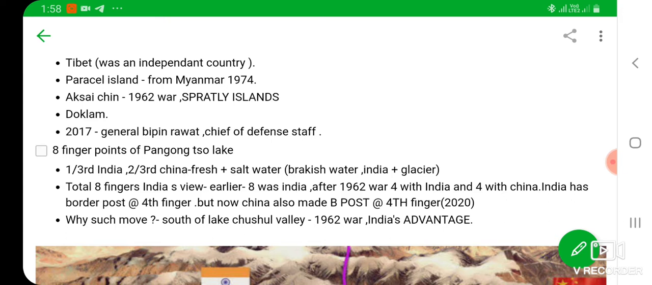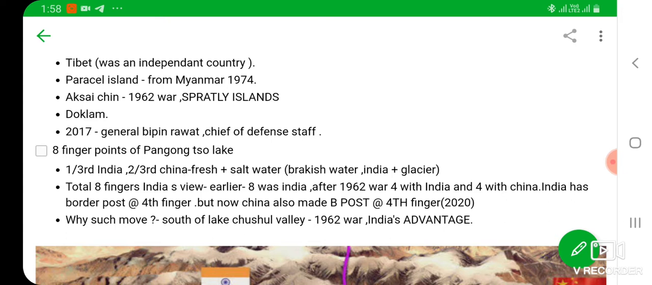So in turn we can say that this is kind of brackish water. It has sources of fresh water as well as salt water from two regions, one from the Indian side and another from the Chinese side. From the Chinese side it is getting fresh water from the glaciers, and from the Indian side it is getting salt water from the rivers. Out of this, if we divide into three parts, 1/3 of the total lake is for India and 2/3, that is the majority share, is for China.